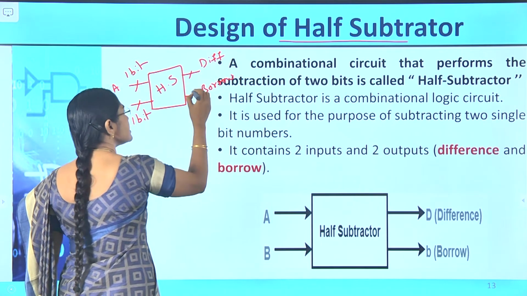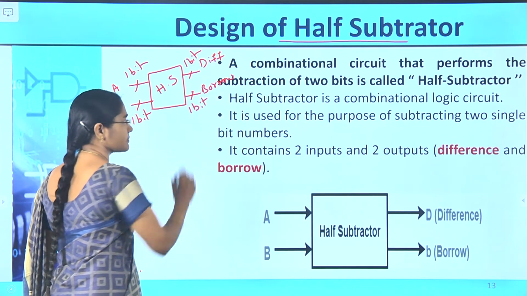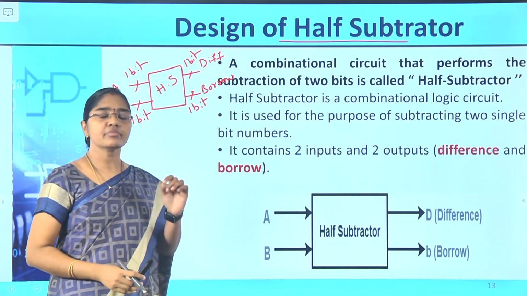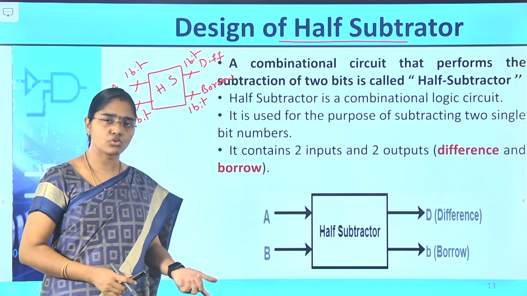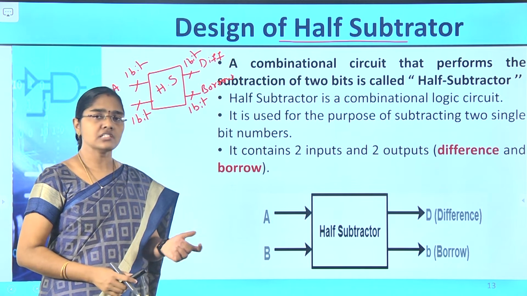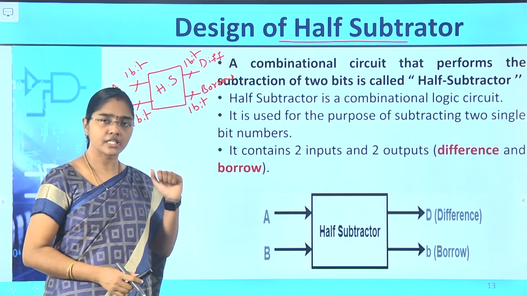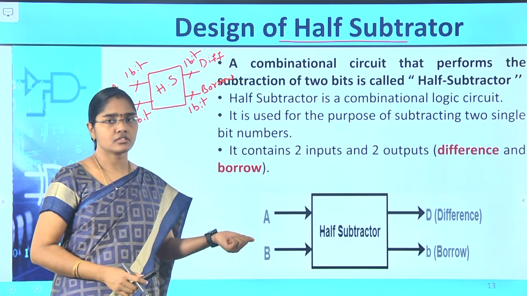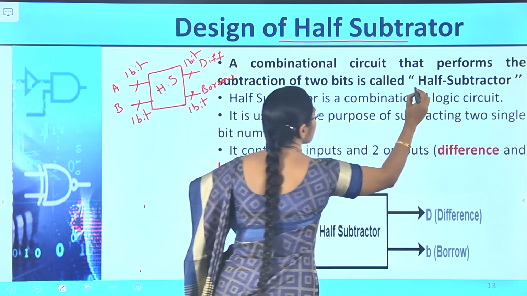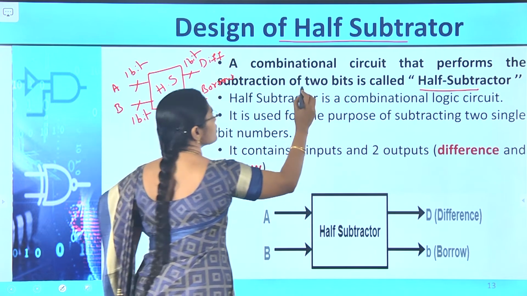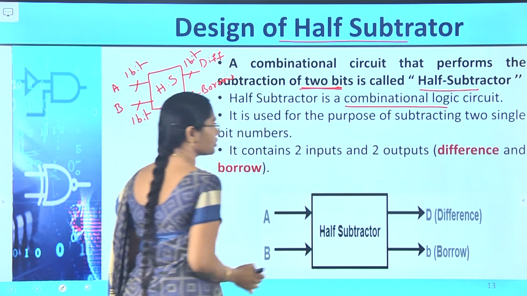And this difference and borrow are also 1 bit outputs. So a half subtractor is a combinational circuit which has 2 inputs and 2 outputs, and since it is a combinational circuit, outputs depend only on the present inputs, and so it does not require any memory. It is a combinational logic circuit which performs 2 bit subtraction.